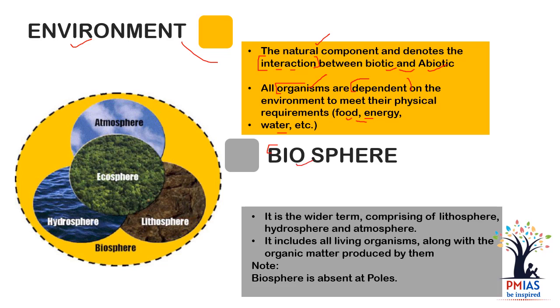So biosphere, in the picture you can see it very clearly. This yellow color, the entire thing is known as the biosphere, and biosphere consists of atmosphere, ecosphere, hydrosphere and lithosphere. Litho means land, hydro means water, eco means terrestrial, and atmosphere means the sky and air, etc. Here the keyword is wider term. So biosphere is the wider term. Why is it wider? It is because it comprises the entire thing.